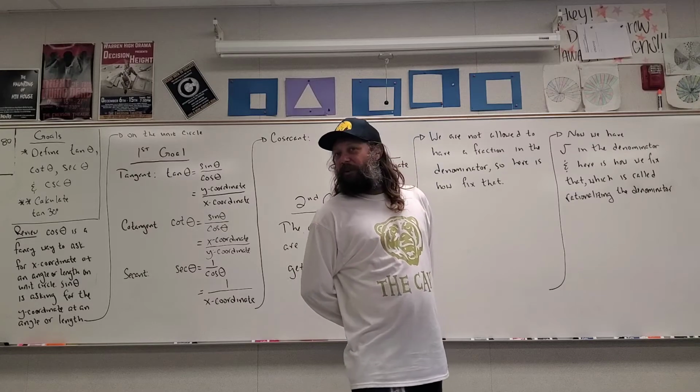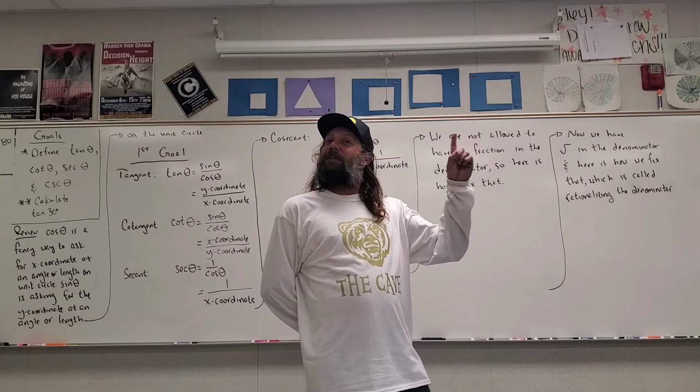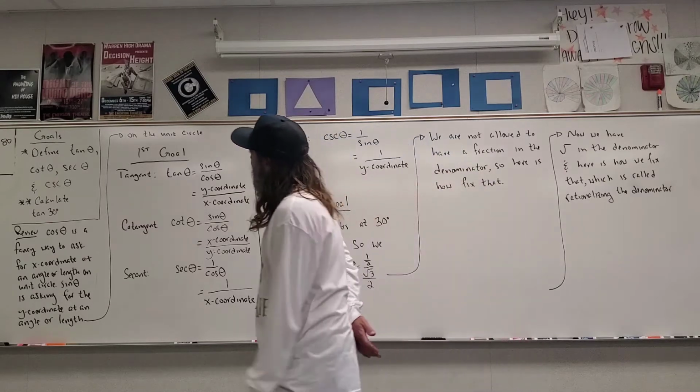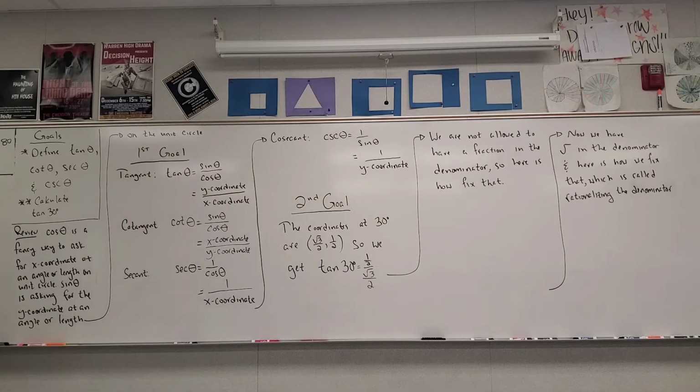I'm not sure how I'm going to title this lesson, but I'm going to title it how I title it in the title. But what I am sure of are two goals for the day. Our first goal is going to be to find tangent of theta, cotangent of theta, secant of theta, and cosecant of theta. And after that, we're going to calculate tangent of 30 degrees.